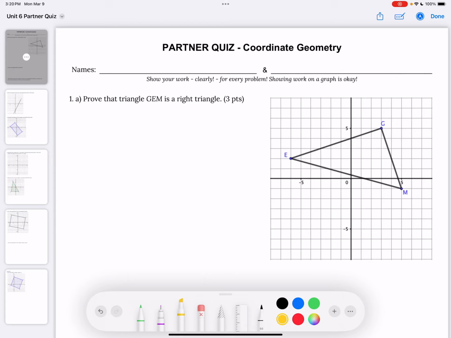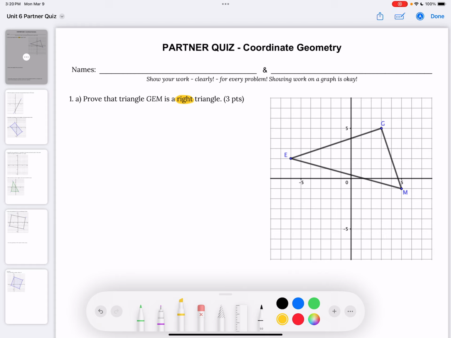Question number 1. Prove the triangle GEM is a right triangle. So we are going to show that in a right triangle, there are two line segments with slopes that are opposite reciprocals. That means that they are going to be perpendicular line segments forming a right angle. And we know that in a right triangle, there is one right angle.